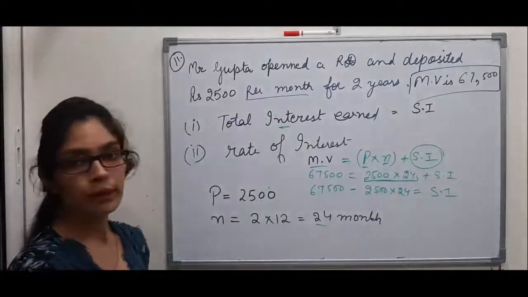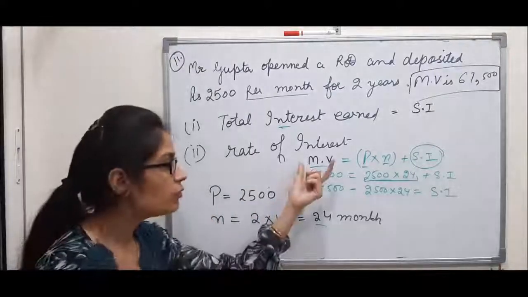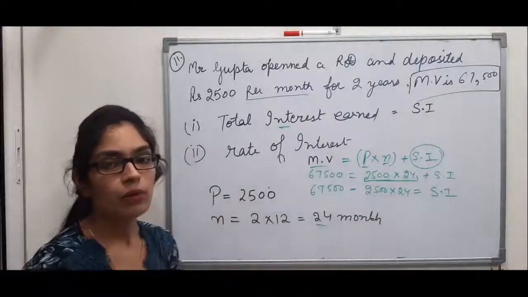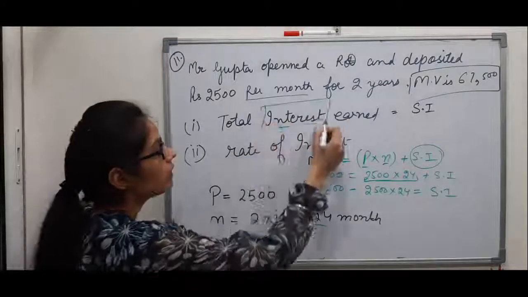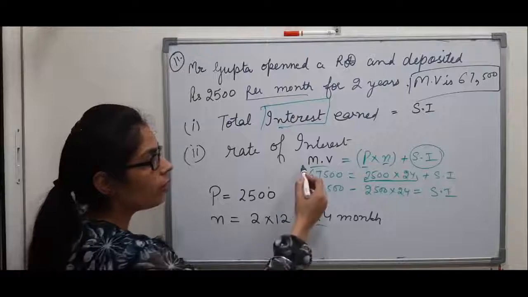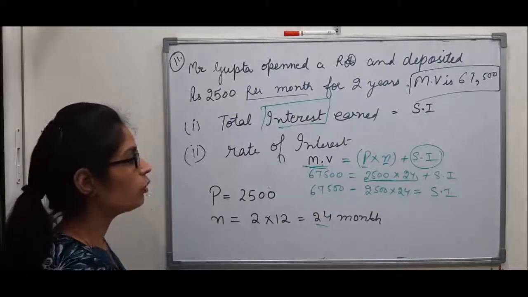So is it simple? This is the first question of the exercise in which we are using this formula first. You have to understand. Now they have asked us interest. That's why we are using it. All the other values, MV, P and N, are given. That's why we have used this formula.